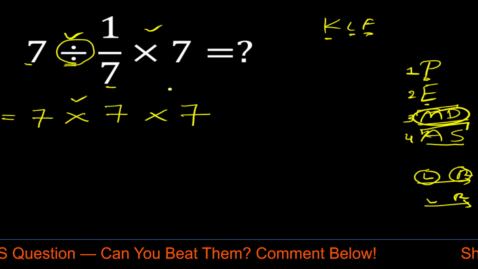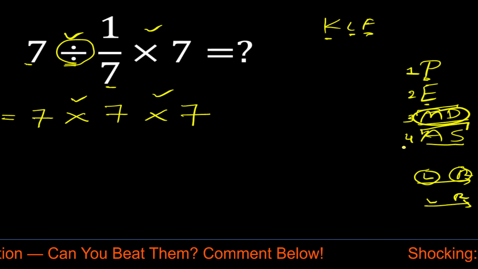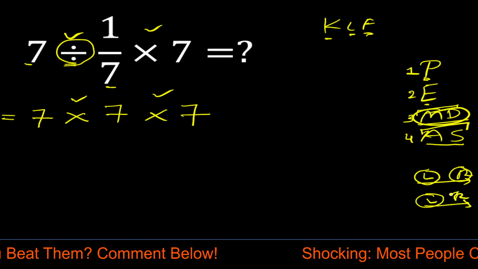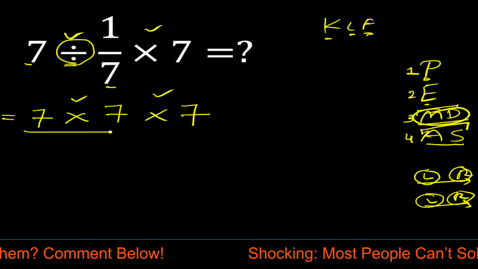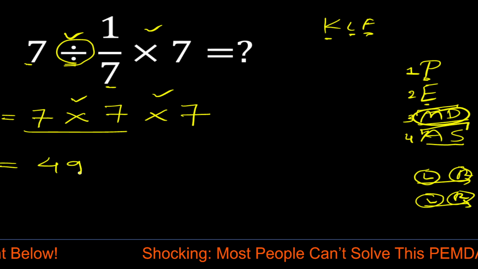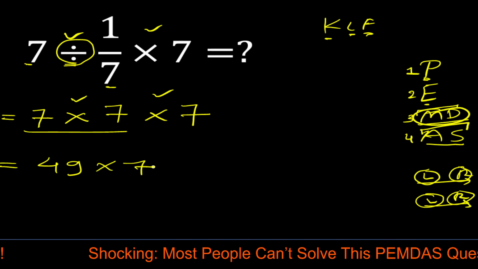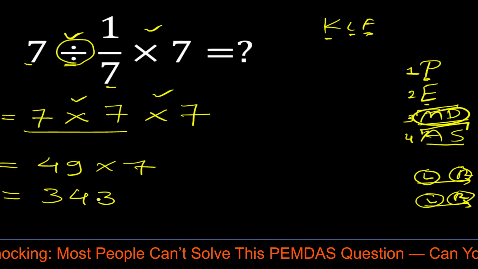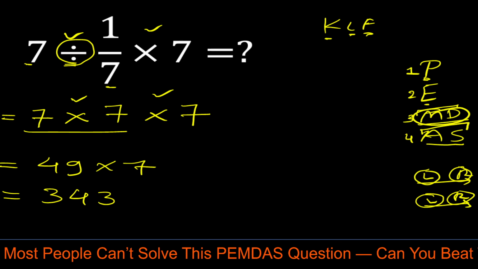So now here we have multiplication and here multiplication, and both have equal priority, so we have to solve it from left to right. So first we have to solve this multiplication. So 7 times 7 is equal to 49 times 7. So 49 times 7 is equal to 343, right? So the correct answer is 343.